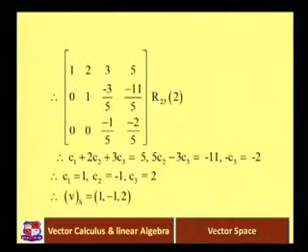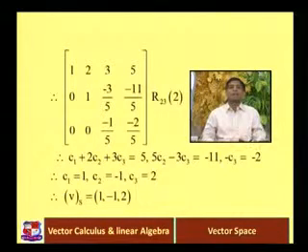You can see that the leading entry in the first row is 1, below that leading entry are 0s, the leading entry in the second row is also 1, below that leading entry is 0, and the third row also has a leading entry. So from this matrix we get the equations: C1 plus 2 C2 plus 3 C3 is equal to 5, C2 minus 3/5 C3 is equal to -11/5, and minus C3 is equal to minus 2. So C1 is equal to 1, C2 is equal to -1, C3 is equal to 2. So the coordinates relative to a basis are (1, -1, 2).